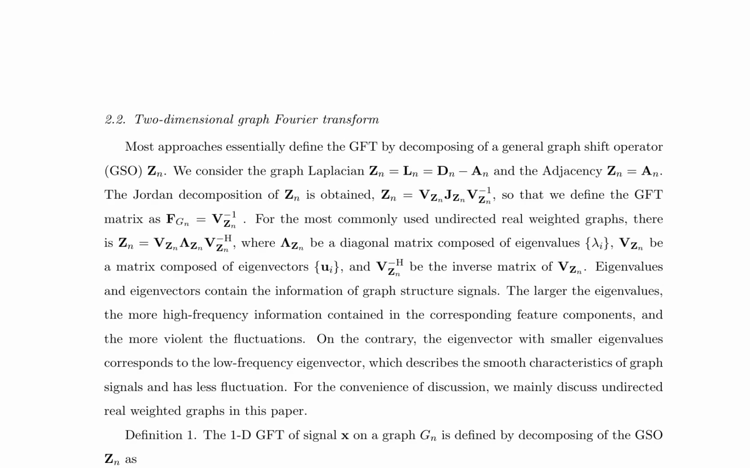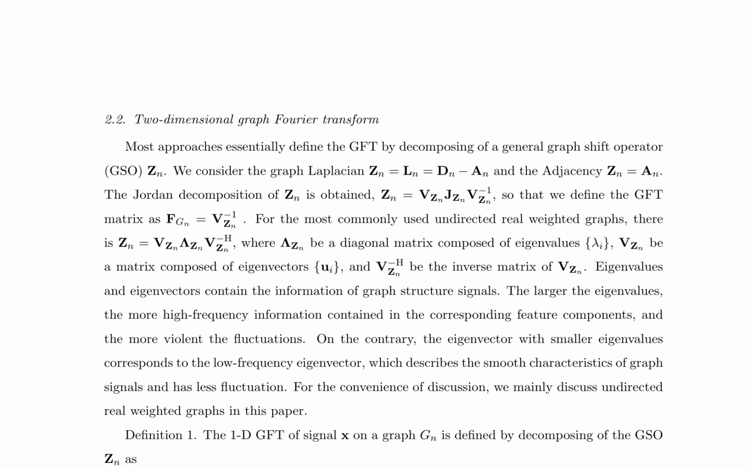In graph signal processing, the graph Fourier transform, GFT, is a fundamental concept, commonly defined by decomposing a general graph shift operator, GSO, Zn. The graph Laplacian, Ln equals Dn minus An, and the adjacency matrix, Zn equals An, are typically considered. The Jordan decomposition of Zn yields Zn equals V_Z J V_Z^-1, enabling the definition of the GFT matrix as F_Gn equals V_Z^-1.